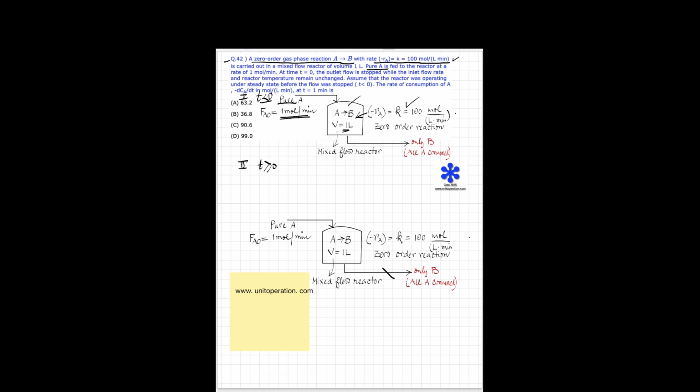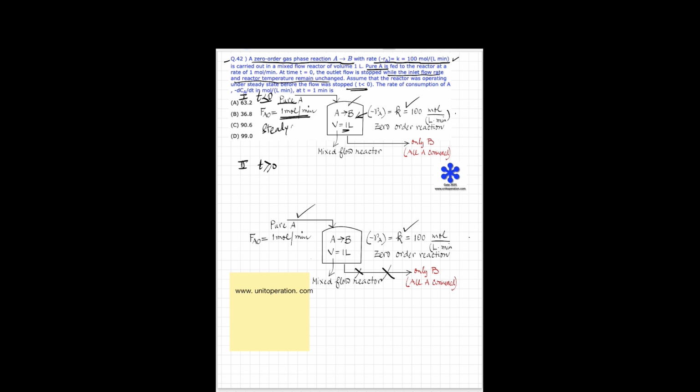There's no outflow coming out, while the inlet flow rate and the reactor temperature remain constant. So this inlet flow rate remains constant, the reactor temperature remains constant, meaning the value of K also remains constant. It's a zero order reaction. Assume that the reactor was operating under steady state before the flow was stopped. So this is assumed to be at steady state.